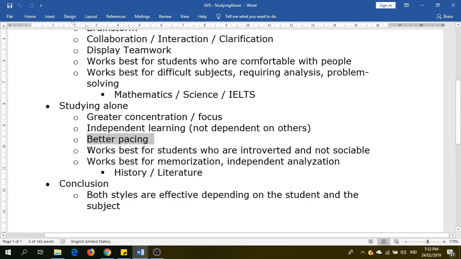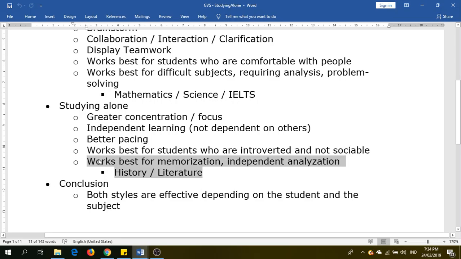And we did not forget to mention that this works best for students who are introverted and not sociable. And it also works best for memorization subjects, which entail memorization or independent analysis, such as history or literature.